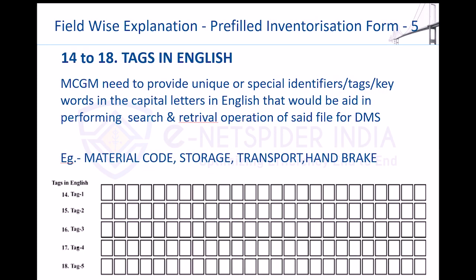Fields number 14 to 18 specify tags in English. MCGM needs to provide unique or special identifiers or tags or keywords in English so that this would be helpful in the search and retrieval operation of DMS. For example, we have material code, storage, transport, handbrake. These can be mentioned here in these fields. In case the keyword is going to stretch into a sentence, then that can be continued on the next line itself.